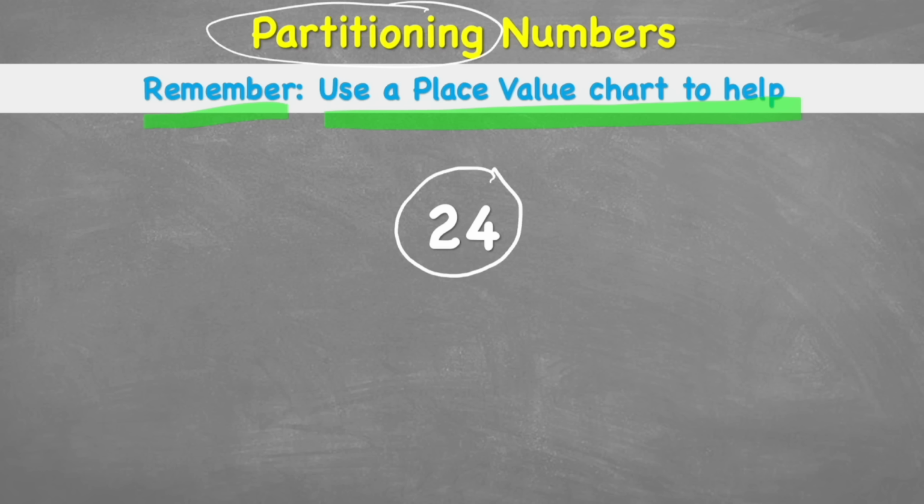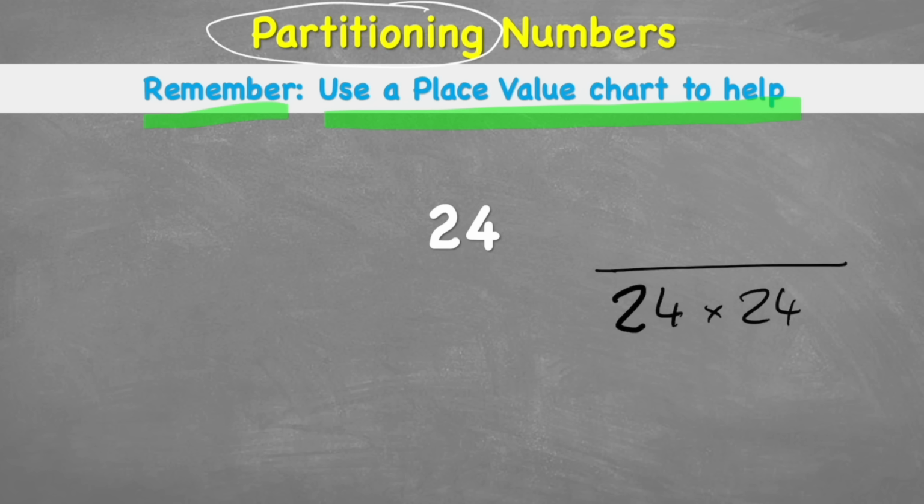So we have the number 24, which is not a big number, but it's a good starting point. But still, 24 could be quite difficult to use in a mathematical question. Say, for example, we had 24 times 24. Well, that would be very hard to work out. So we have a strategy of partitioning the number.